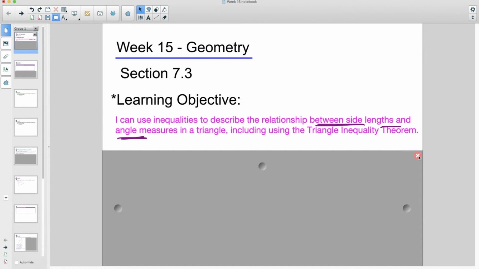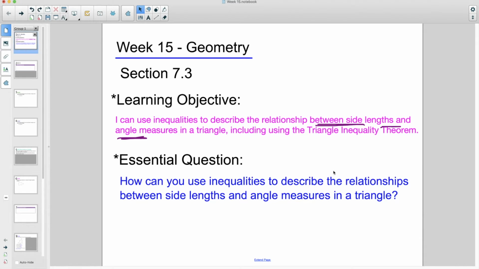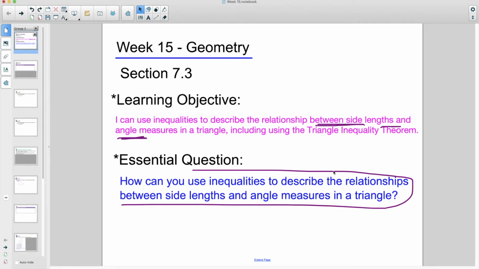So our essential question then: how can we use inequalities to describe the relationships between side lengths and angle measures in a triangle? All right, so make sure that you are writing this down, and that's going to be our goal for today, is to answer that essential question. All right, let's get started.